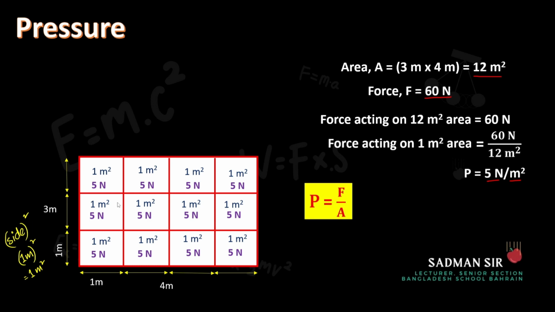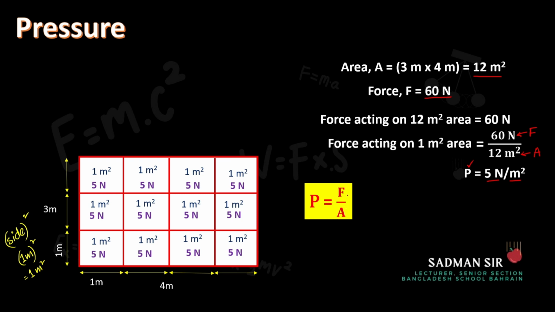And then you can see that we are trying to develop a general equation to calculate the pressure. How can we do that? To calculate the pressure here, what we did: 60 Newton divided by 12 meter square. Now what is 60 Newton? That is the force applied, which we represent by force F. And 12 meter square is the area of the surface, and area is represented by A. So to calculate the pressure, we divide the force by area. So F by A.